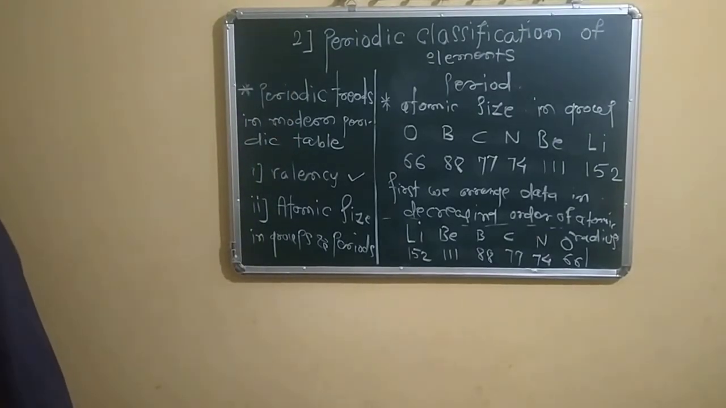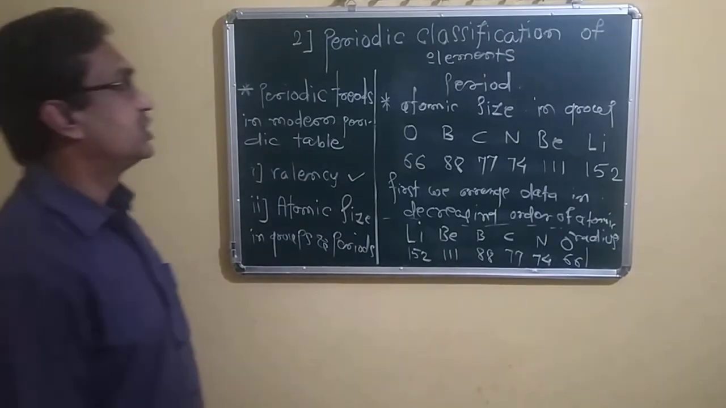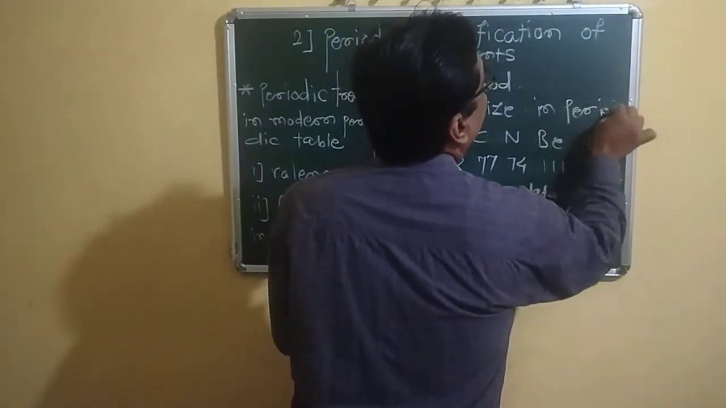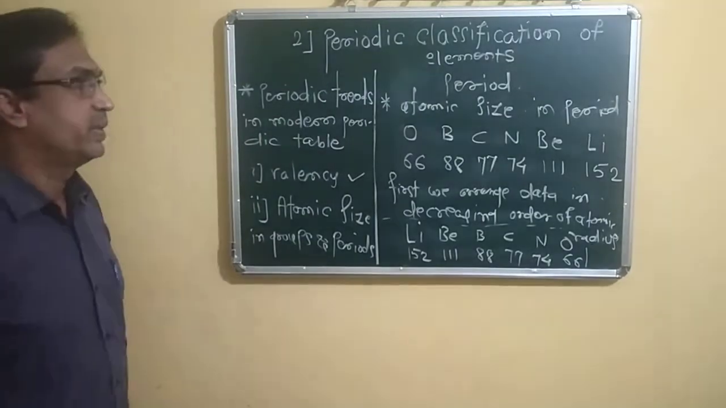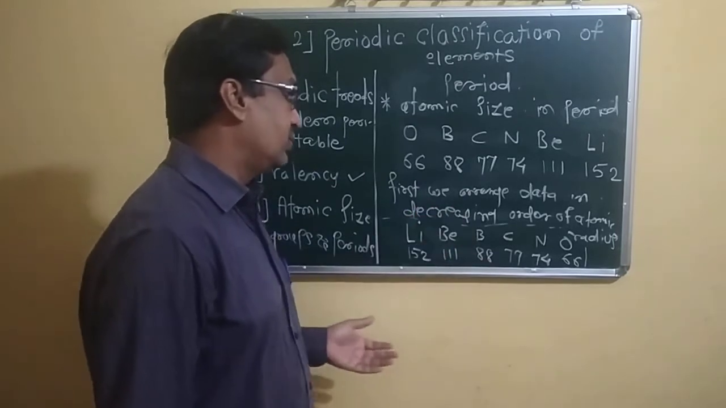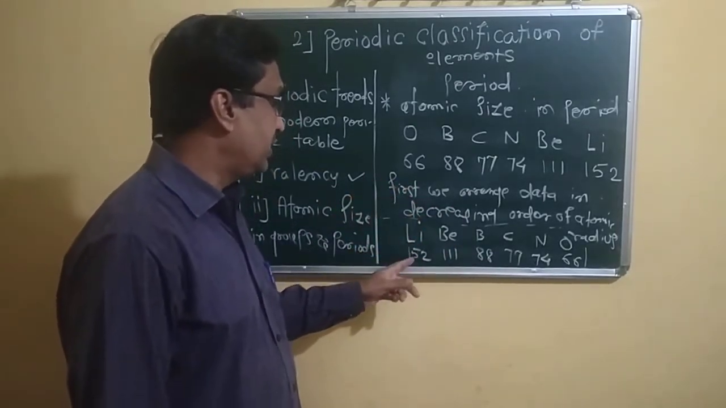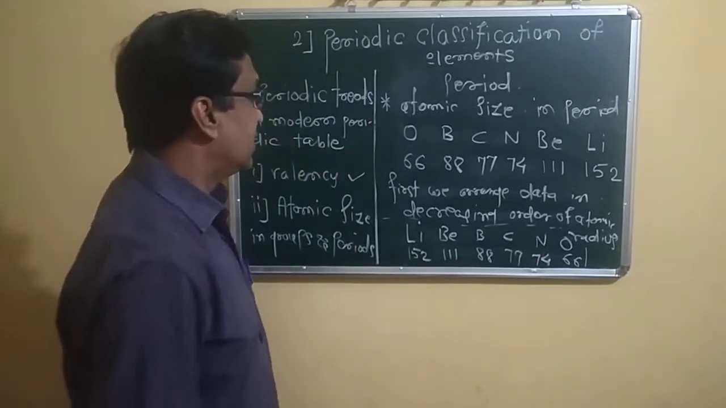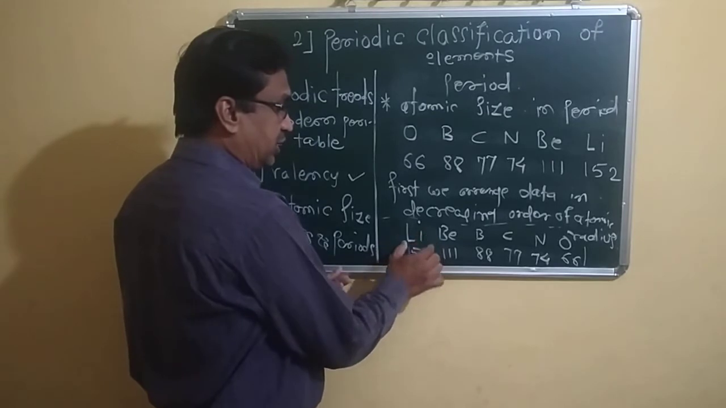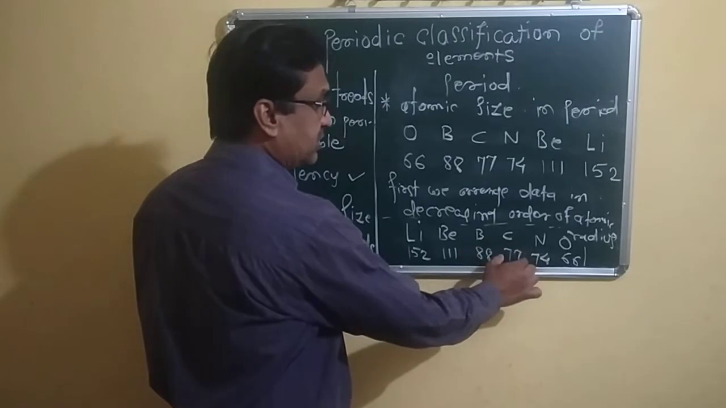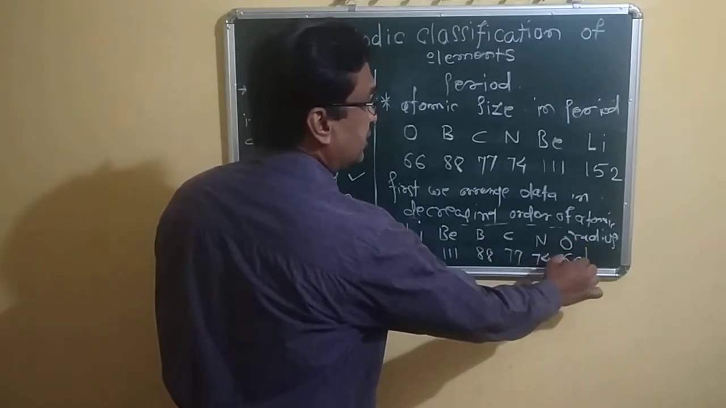in such a way that, instead of a group, we have taken it as a period. We have to consider this a period because they have given the example of a period. According to this data, we have to arrange all these elements in decreasing order of their atomic radius. The atomic radius of lithium is 152, beryllium is 111, boron is 88, carbon is 77, nitrogen is 74, oxygen is 66.